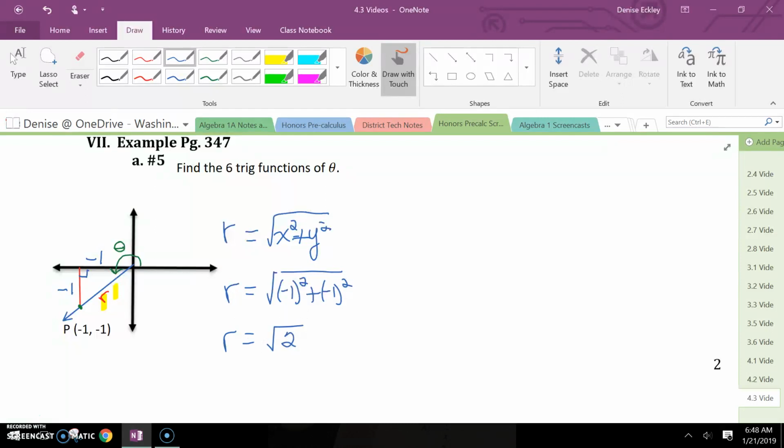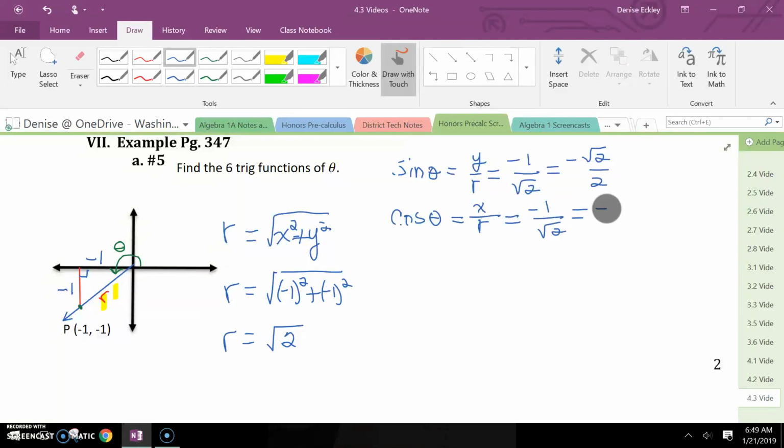So we're just going to use all of the ratios we're given. So we'll start with sine and we'll work our way through them. So sine of theta is y over r, which is going to be -1 over the square root of 2. In rationalizing that, we get negative square root of 2 over 2. Then cosine of theta is x over r. So it'll be the exact same thing since x is the same thing as y. So we get negative square root of 2 over 2.